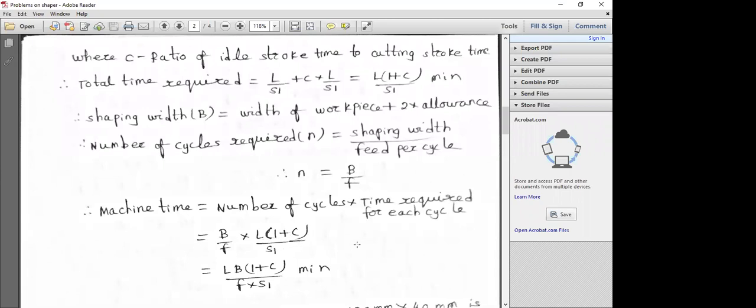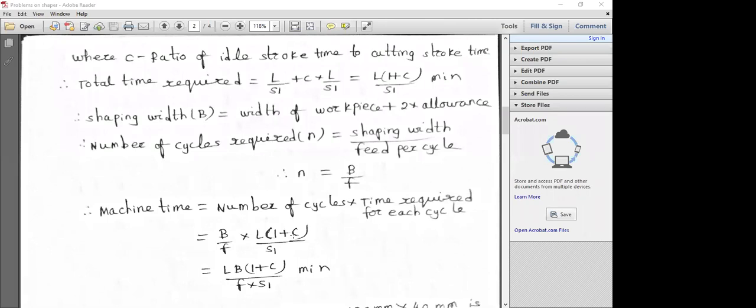Because what is the time required? L by S1 plus L by S2. But what we have written for L by S2, we have written as C into L by S1. That is the important thing you have to remember, and we just combine this: B by F into L into (1 plus C) by S1. Already I told you what C is here.